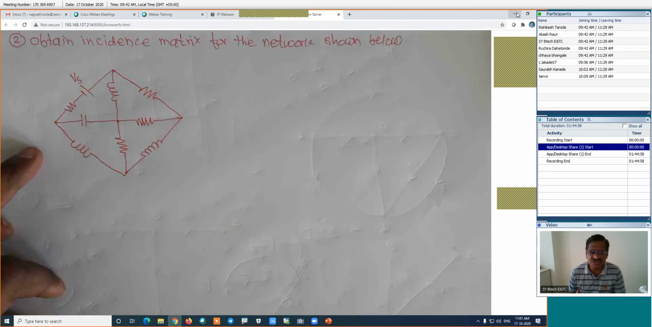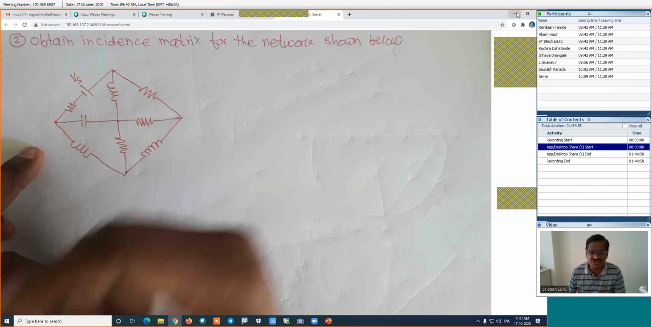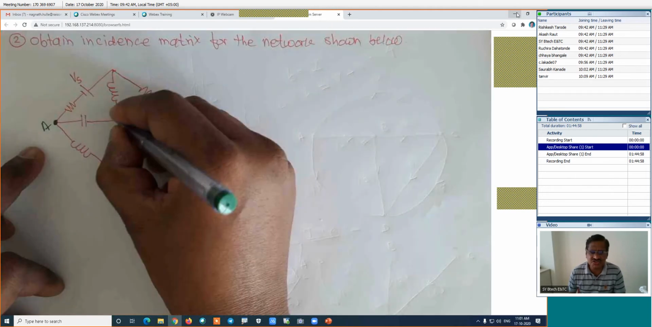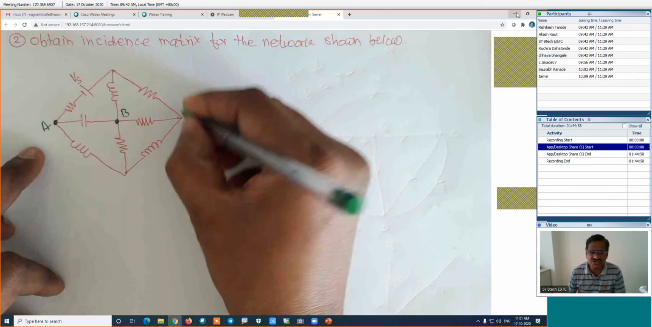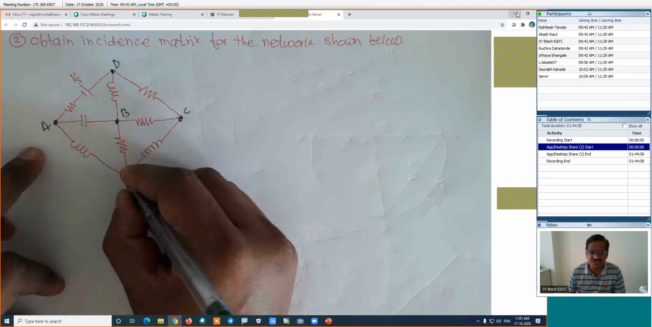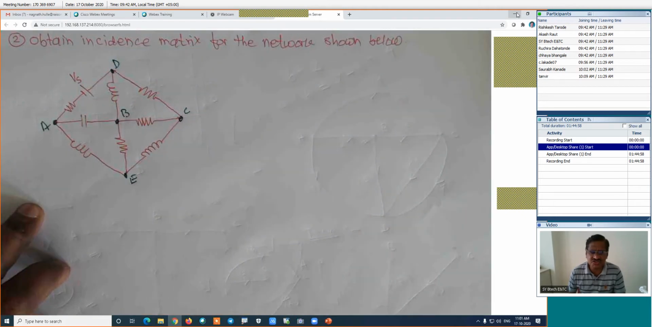First, we have to mark the nodes. Right now, we are not interested in the values of the branches and the values of the sources. This is the one node, A node. This is the second node, that is node B. This is the third node, that is node C. This is the fourth node, that is node D. And this is the fifth node, that is node E.